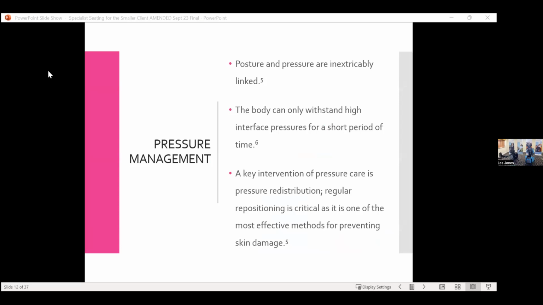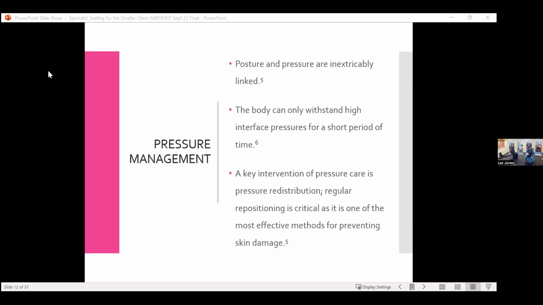Moving on to pressure management, and a phrase we use quite often, but just sums it up really: posture and pressure care are inextricably linked. Body posture and positioning will have an impact on the pressure going through specific body points. The body can only withstand these interface pressures for a limited period of time. If that loading is unequal or pressure is not redistributed, then that's when pressure damage can happen. There are other contributing factors such as shear, friction, and moisture. Now, a key part of pressure care management is regular redistribution. We'll have a little look to see how we achieve this in a second with our water cell technology cushion.